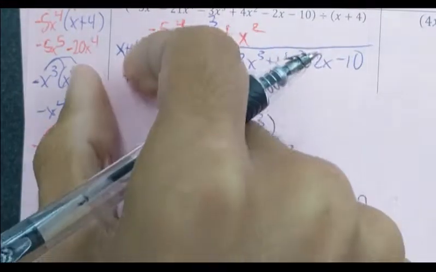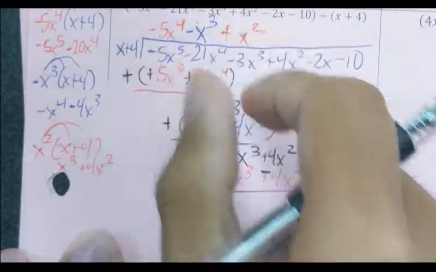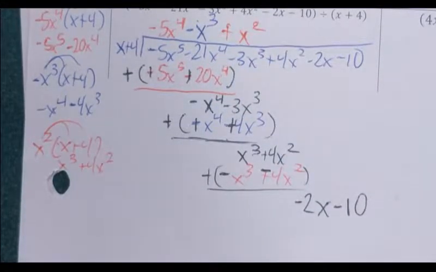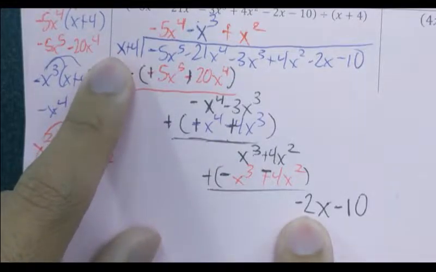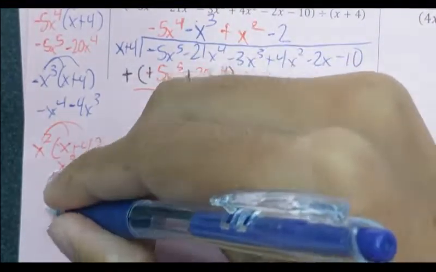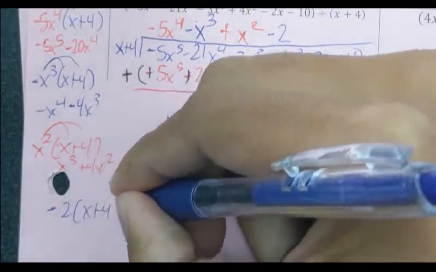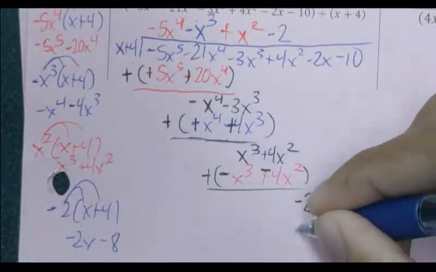Okay, so again, because there's two terms out here, binomial, I need a binomial at every stage of my process. Okay, so lastly, how do I get from x to negative 2x? I must multiply by negative 2. Okay, and then negative 2 times x plus 4, the outside. We got negative 2x minus 8.